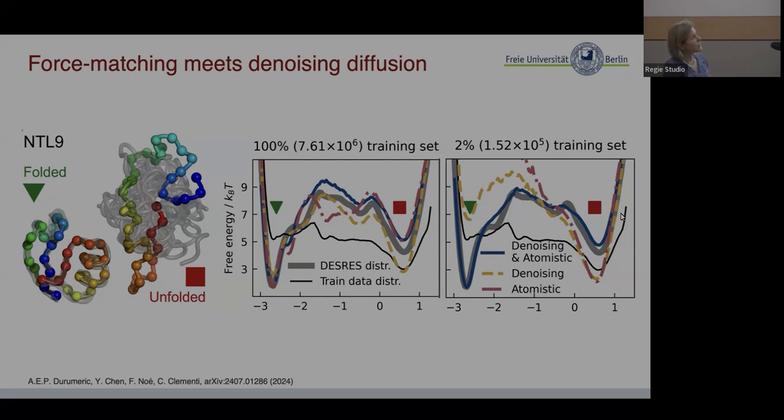But this has a lot of data. If you use just 2% of the data, if you use either the denoising by itself or the atomistic by itself, you cannot fold it. You see this red curve is only on the unfolded state. This is the folded state. The protein stays disordered. If you combine the two things, you recover the free energy very well. So we have introduced a lot of technical development that allows us to push this idea quite far.